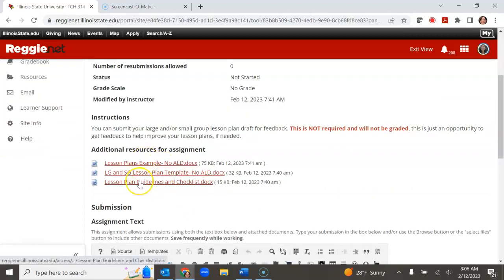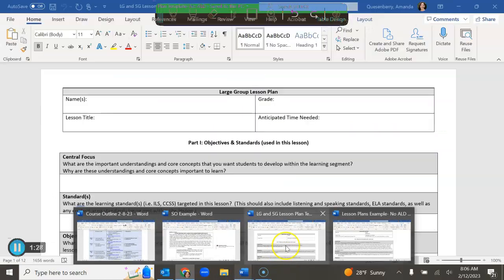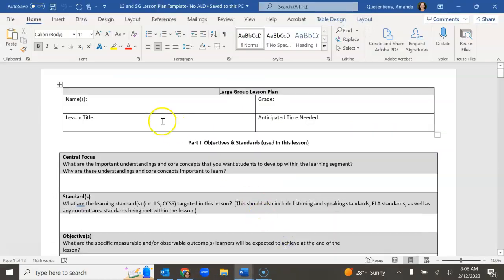So I've gone ahead and opened up these. I don't know why it saves these in this order. I would actually look at the checklist and guidelines first, then the template, then the example. But anyway, they're all there for you to access in ReggieNet. So something I wanted to point out first, I'm going to go to the template. This is the blank template that you can use to put in the information that you need into your large group and small group lesson plans.